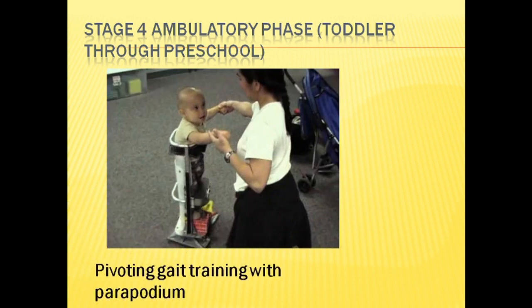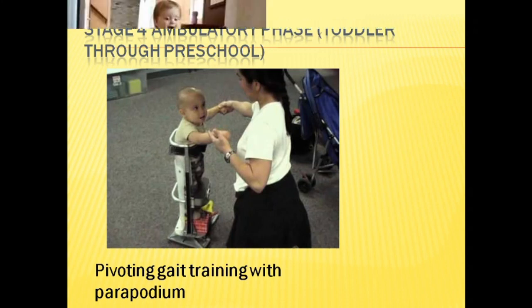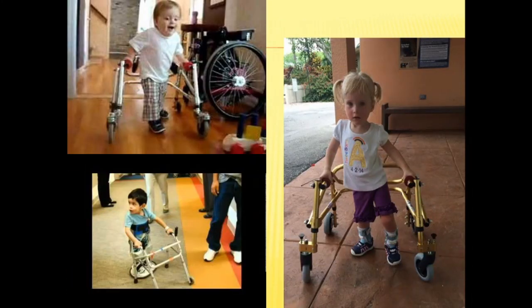Next is pivoting gait training with the parapodium. So this is the parapodium. Okay. We use it for the standing activity, then dynamic balance in the standing. Now we can practice pivoting forward with this device, which we learned in the previous slides. So these are the rollators, or you can say walker. We can prescribe according to the child's level of injury.